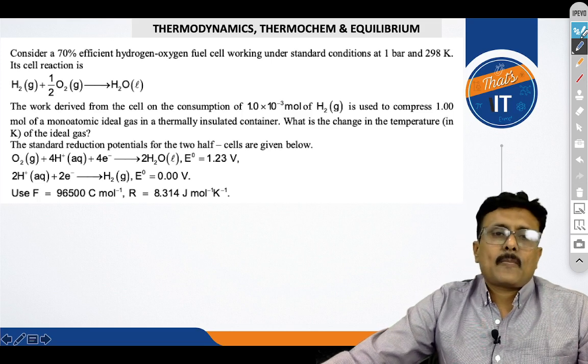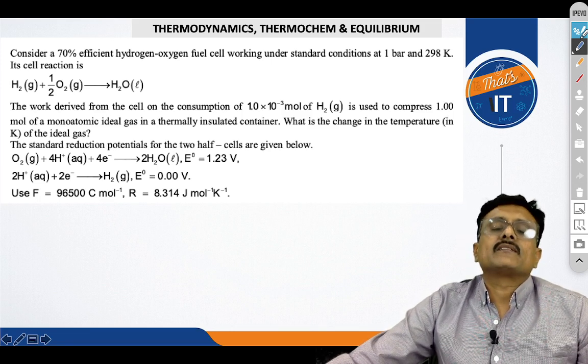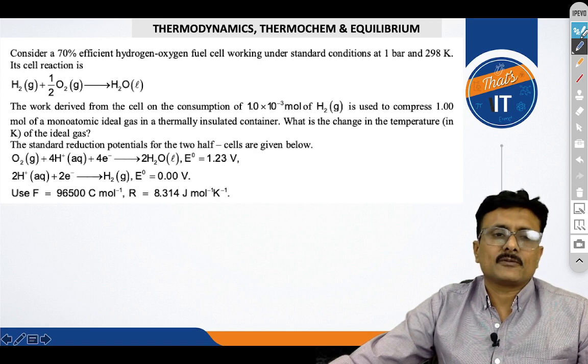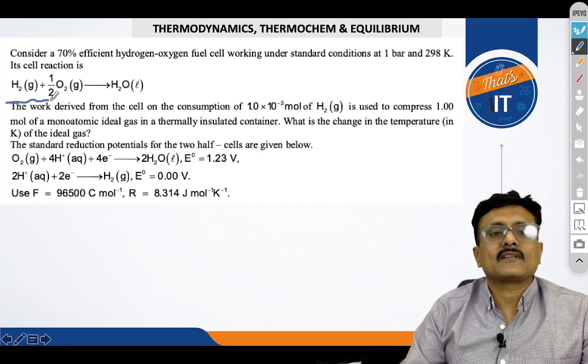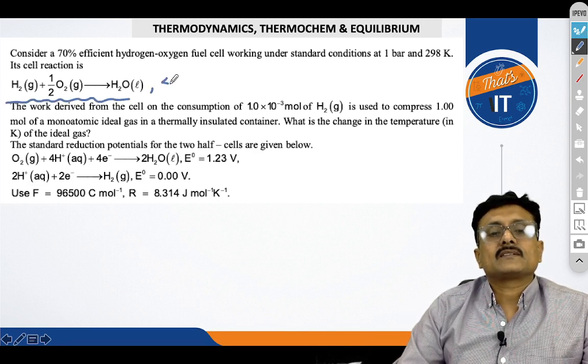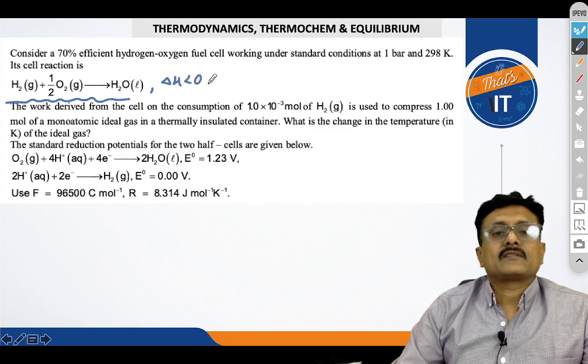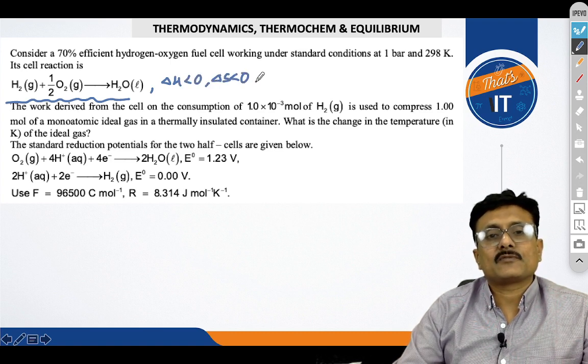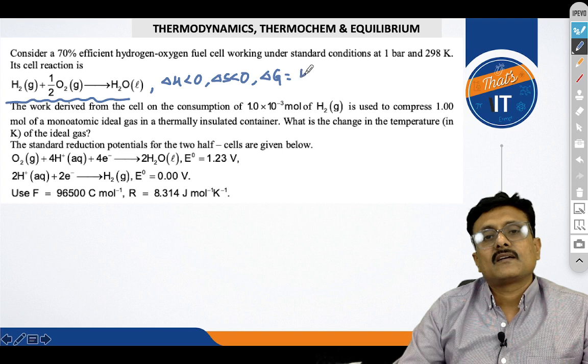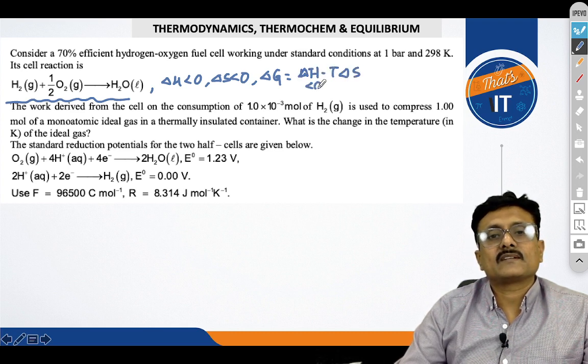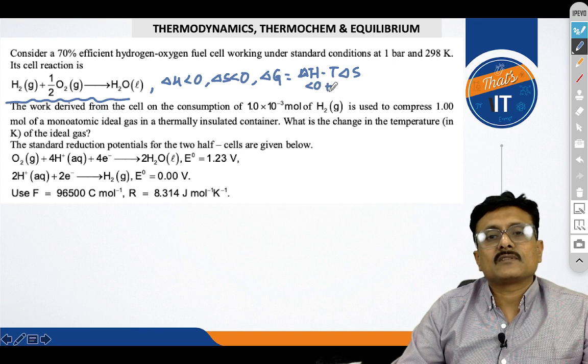Beautiful question. It's all about the working of a fuel cell. You should know how a fuel cell works. You can see that this overall reaction is by nature exothermic, and entropy is also increased. Therefore, this can be made functional. This is negative, which means this whole thing will become positive.